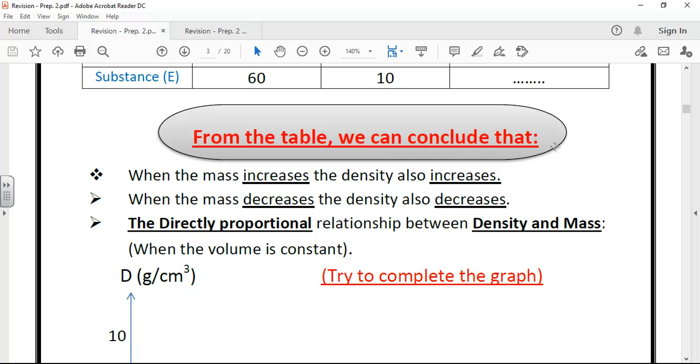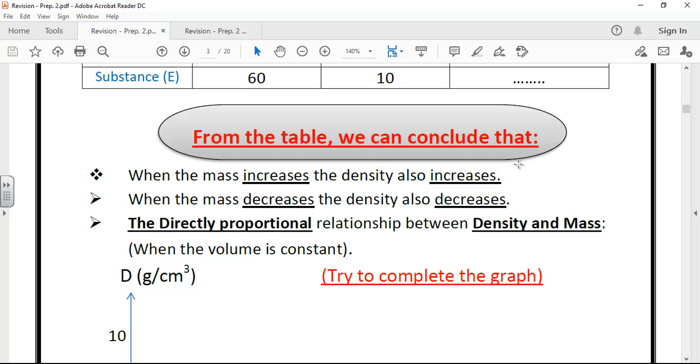If you want to find the relationship between any two physical quantities, it may be one of two: directly proportional or inversely proportional. What is the difference between them? It is very, very important to understand this part, because it's from the basics of physics. Directly means the two physical quantities increase together. For example, A and B: when A increases, B also increases. And when A decreases, B also decreases.